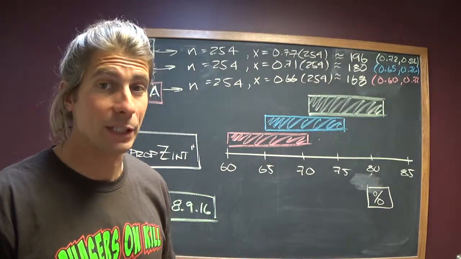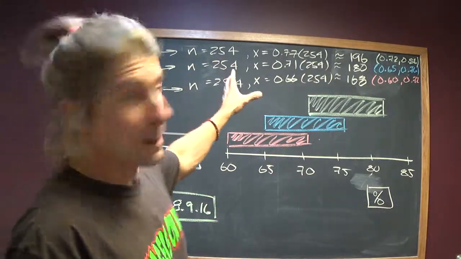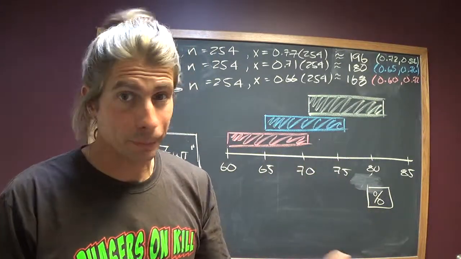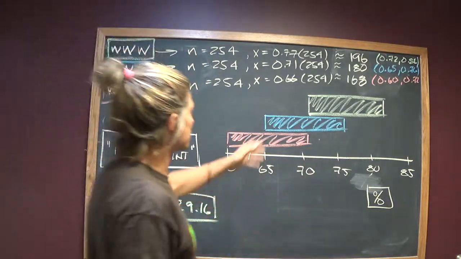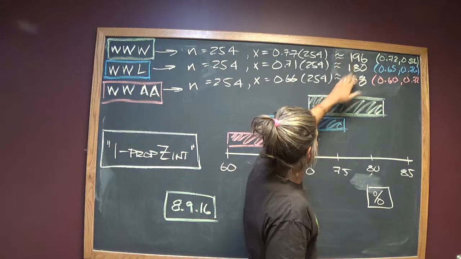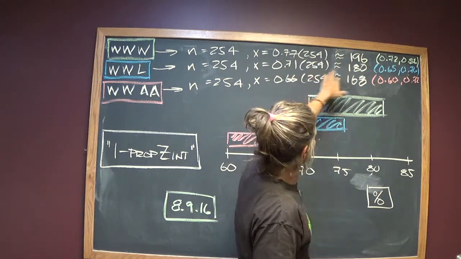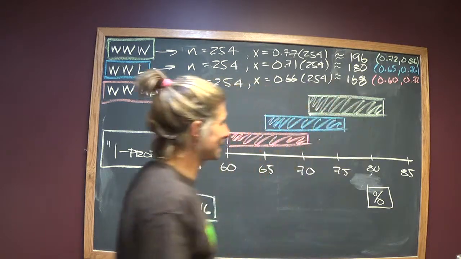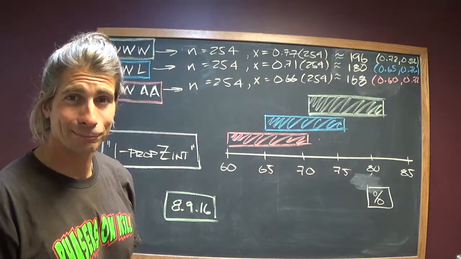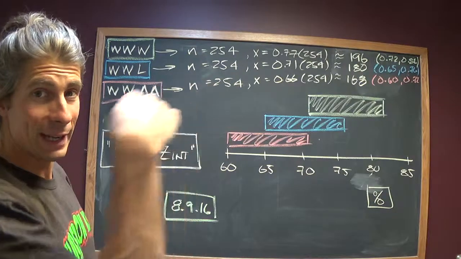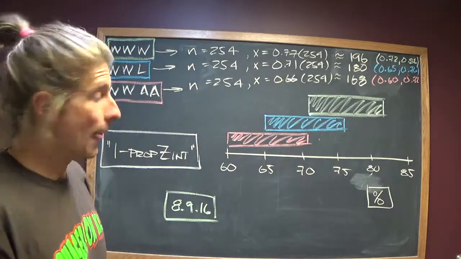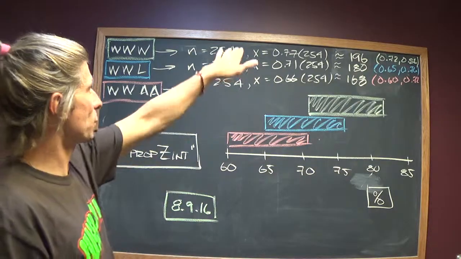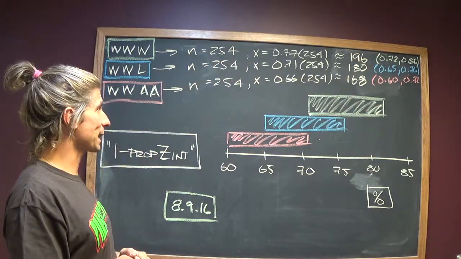It's not exactly 77. So the value that came out, what you do is you round that, whatever you get, to the nearest whole number. It's the best you can do. So 77% of 254 is about 196, 71% of 254 is about 180, 66% of 254 is about 168. Good so far? All right. And then you just run 3 individual confidence intervals on those triplets of data, if you will, the X, the N, and the 95% confidence.